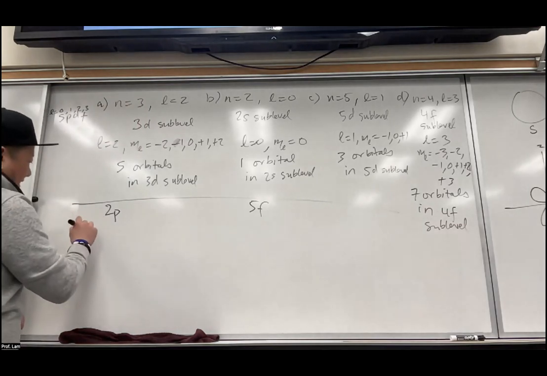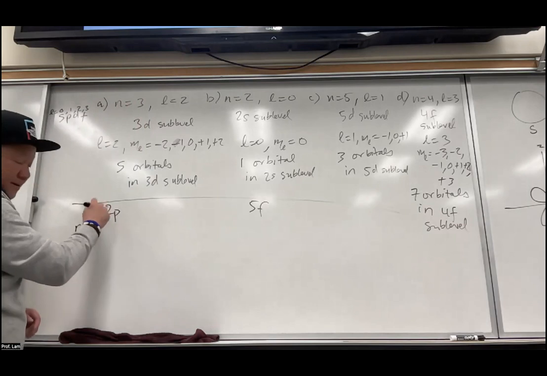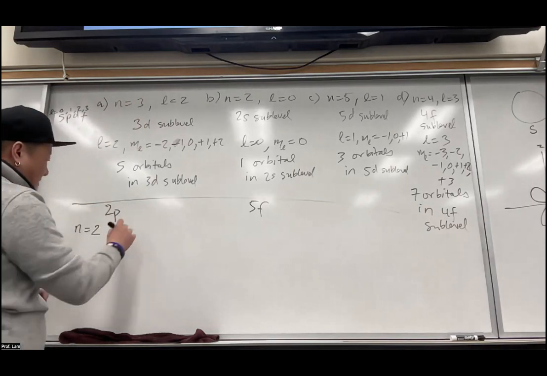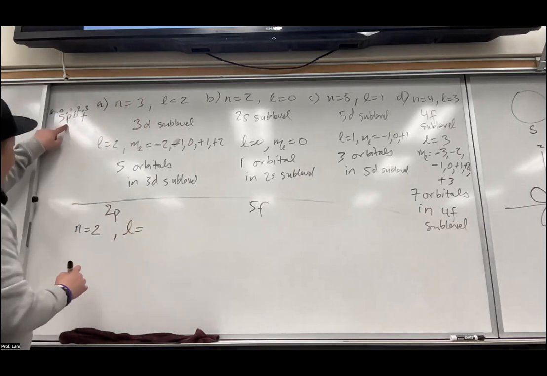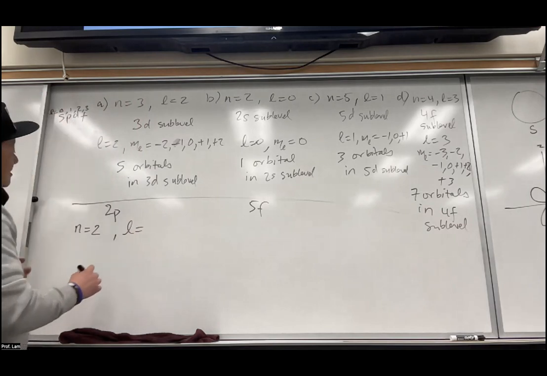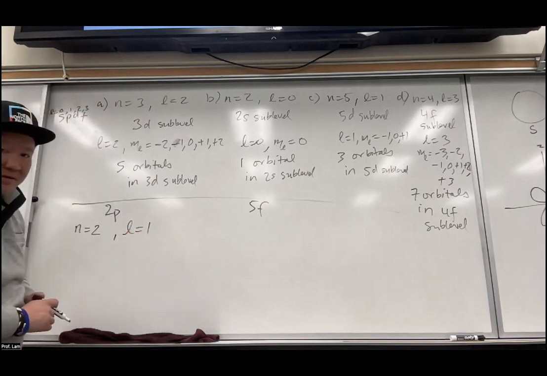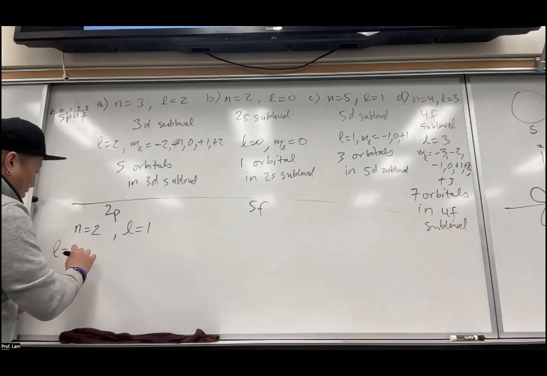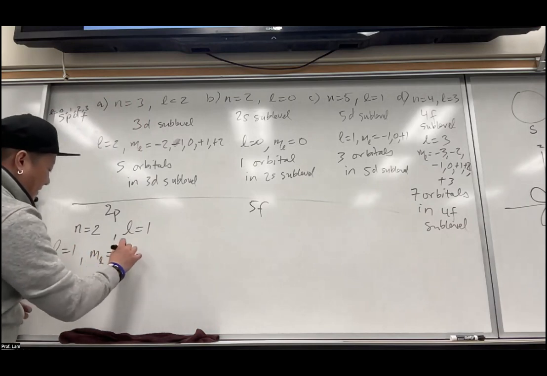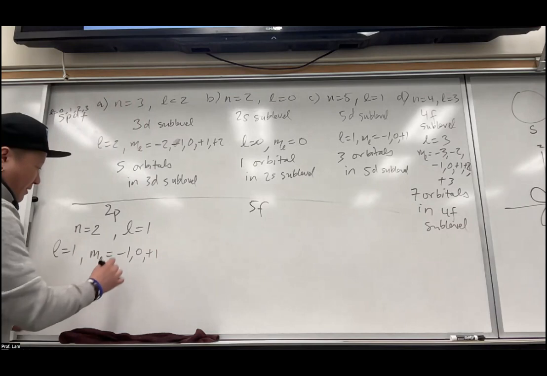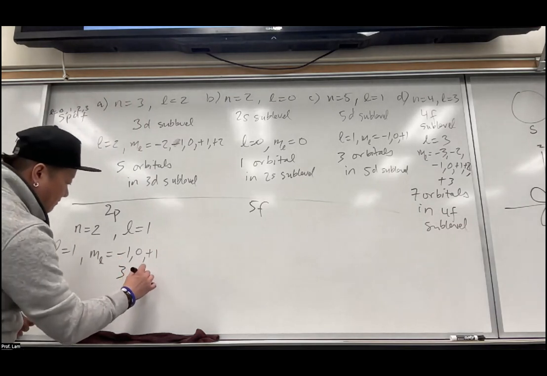So n is obviously 2 here, right? Because that's the number in front, the size. l for p, remember the l designation that's associated with p is 1. Okay, and for l equal to 1, ml can be -1, 0, +1. So that's 3 orbitals.